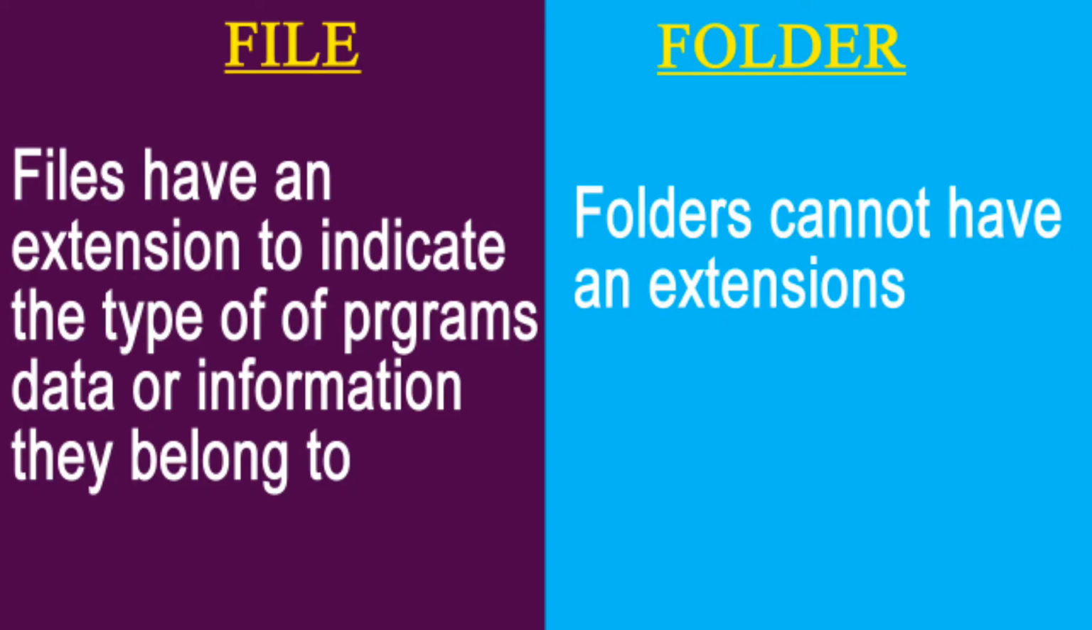File. Files have an extension to indicate the type of programs, data, or information they belong to. Folder. Folders cannot have extensions.